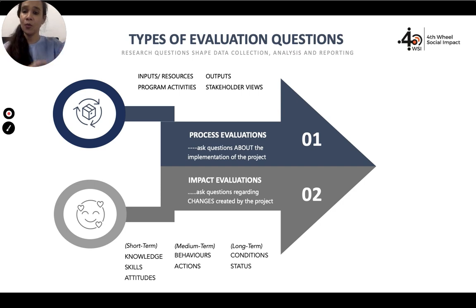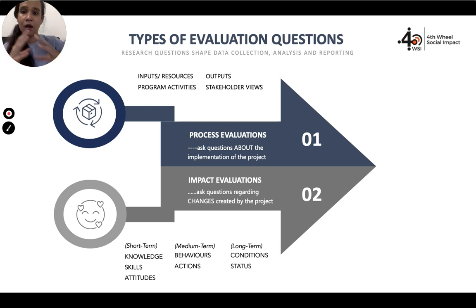Whereas in impact evaluations, we are looking at short-term, medium-term, and long-term changes. When you're looking at short-term changes, you're looking at the knowledge that has changed, the skills, the attitudes of participants or beneficiaries of your program. Because of this change in knowledge and skills, in the medium term, what kind of behavior and action changes do you see? And because of these behavior and action changes, in the long term, what's the condition or status?